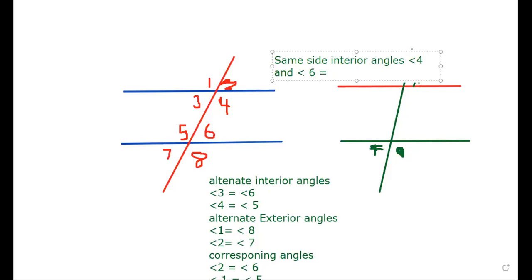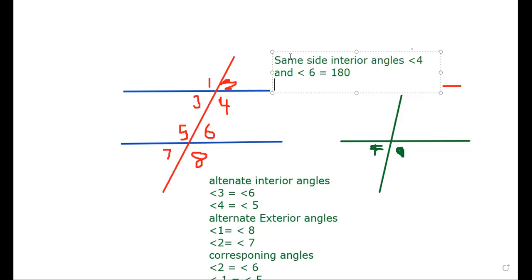Same side interior angles are supplementary. Angle 4 and angle 6 should be 180 degrees. Do we have another pair of same side interior angles? Yes, 5 and 3, and their sum should be equal to 180 degrees. Supplementary angles.